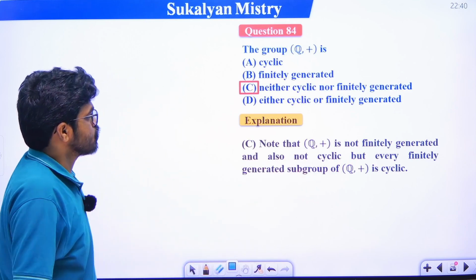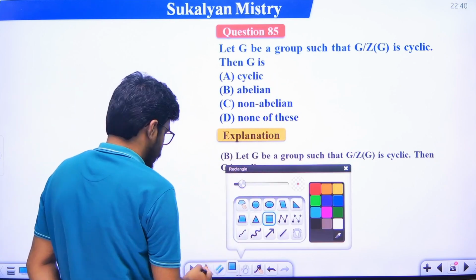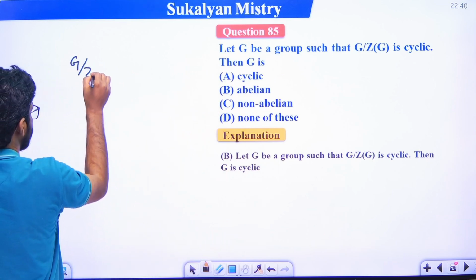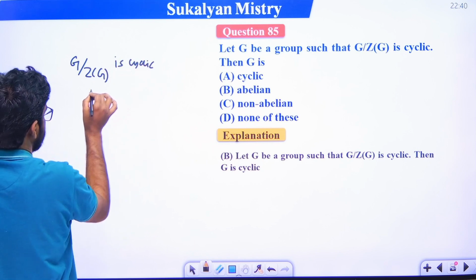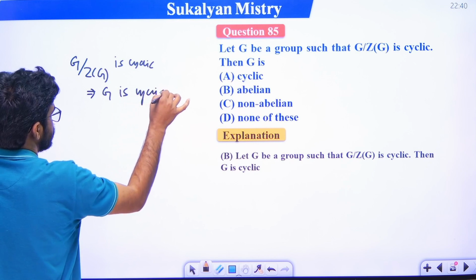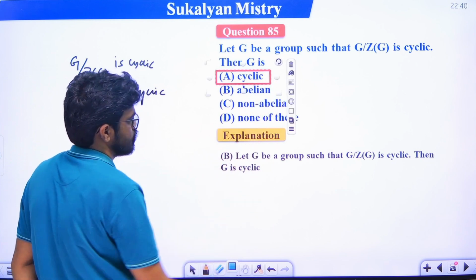Okay, so next, it's a theorem basically. Let G be a group. If G/Z(G), this is a quotient group, is cyclic, then G is cyclic. This is a theorem: G/Z(G) cyclic implies that G is cyclic. So option A is the correct answer.